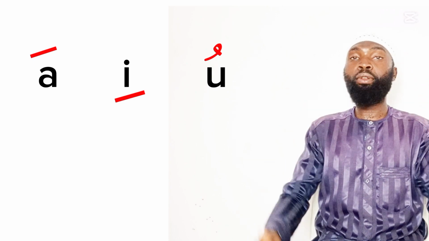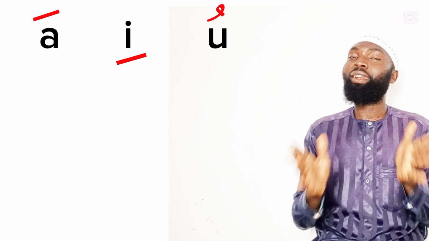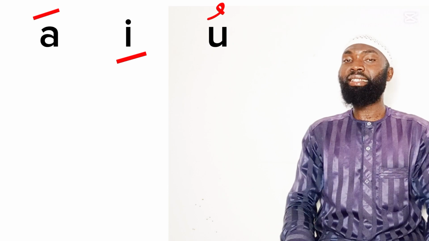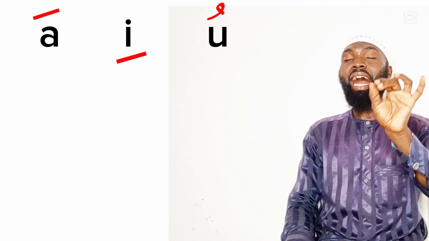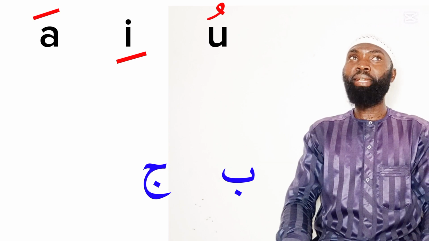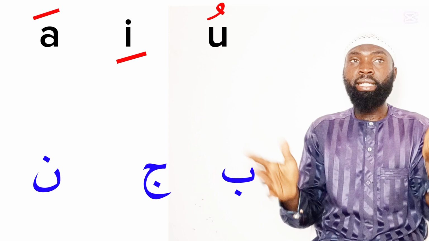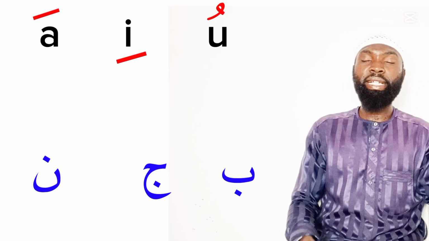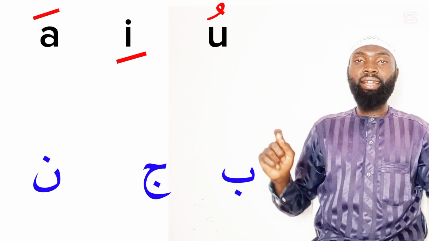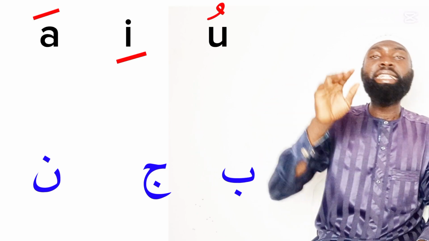Now, how can we put this into practical? Let's look at some of the letters of the Arabic language which you are already familiar with. Let's pick 3 of these letters. The first one is the letter ta. Let's also pick the letter jim, and let's pick letter nun. All of these letters, you know their names: ta, jim, and nun.